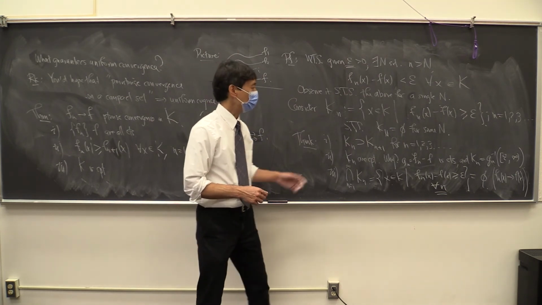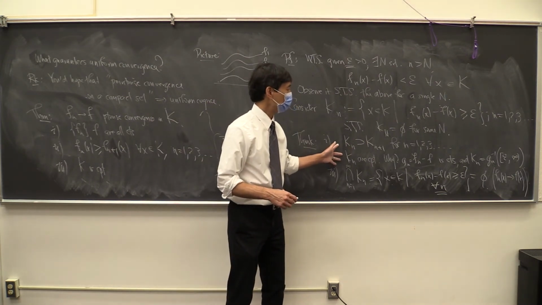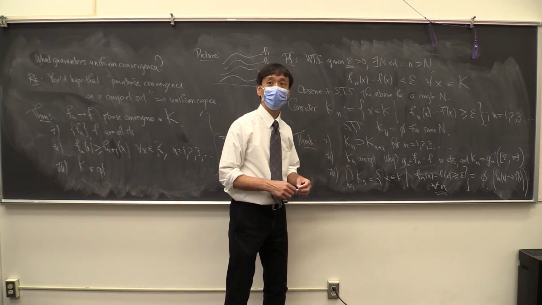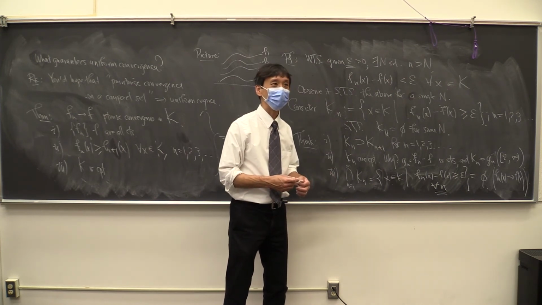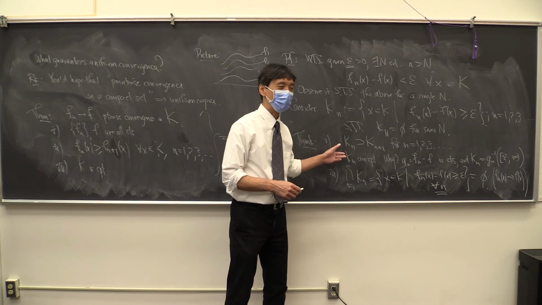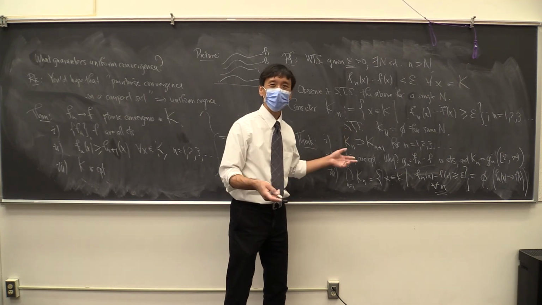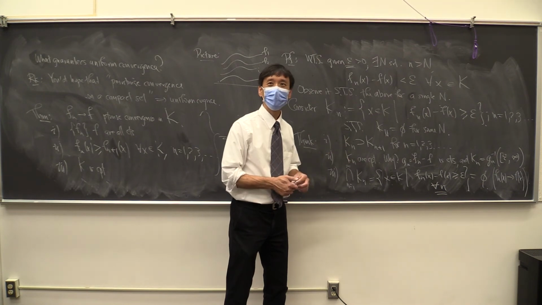Okay, so what's the problem here? We've got nested compact sets, and their intersection is empty. Does this remind you of anything from a long time ago? Nested compact sets, and the intersection is non-empty. You guys remember this?